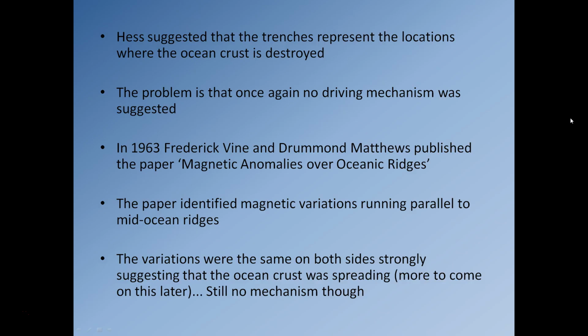Well, Frederick Vine and Drummond Matthews were British, and they were in the Royal Navy during World War II. And so they had to hunt for German submarines hiding in the North Atlantic. One of the ways they did this was they used the Earth's magnetic field. They used what's called a magnetometer.